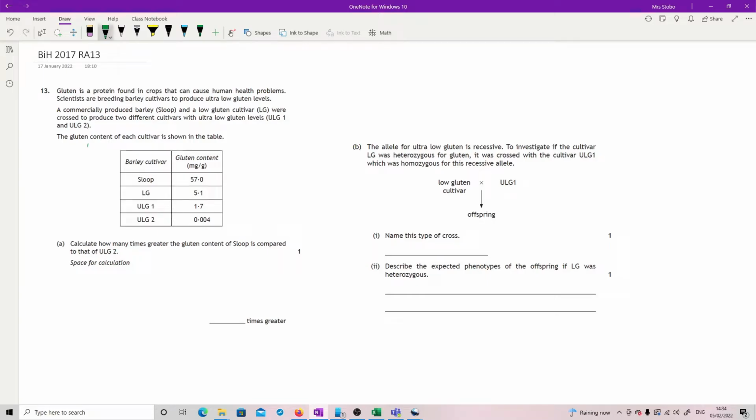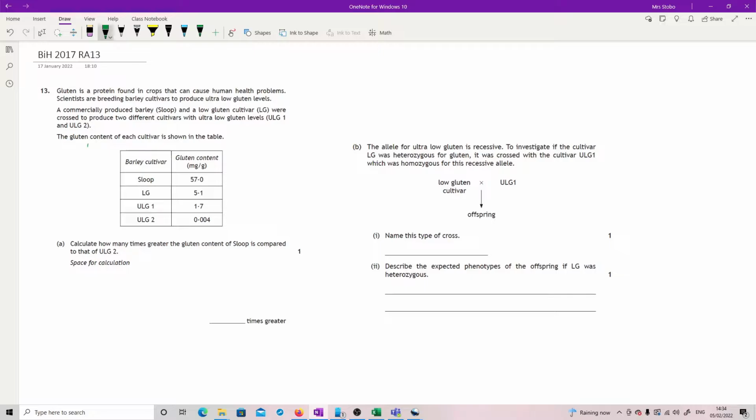Found in gluten 13. Okay, gluten is a protein found in crops that can cause human health problems. Scientists are breeding barley cultivars to produce ultra-low gluten levels. A commercially produced barley, Sloop, and a low gluten cultivar, LG, were crossed to produce two different cultivars with ultra-low gluten levels, ULG1 and ULG2.